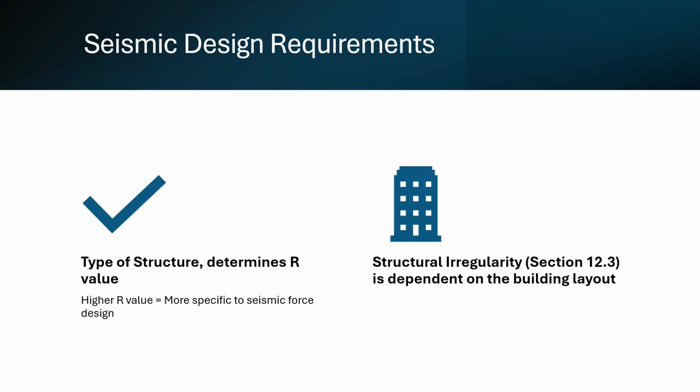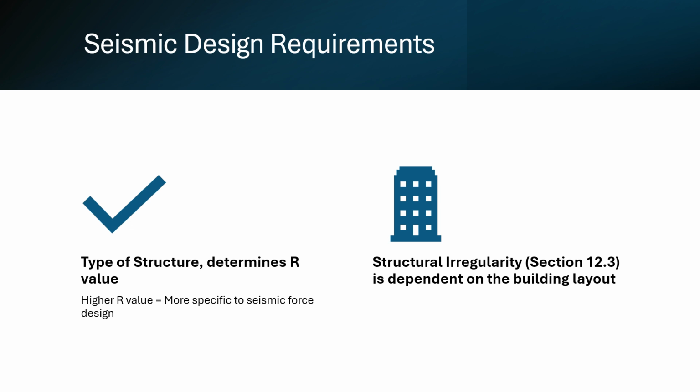So what we want to get out of this is seismic design requirements. The type of structure determines the R value. This is your seismic response modification factor, where if you have a high R value, such as ASCE 7-22, for example, outlines a special steel moment frame as a value of 8. This means that because you're dividing by this value, you're decreasing the seismic force that's being applied to your structure.